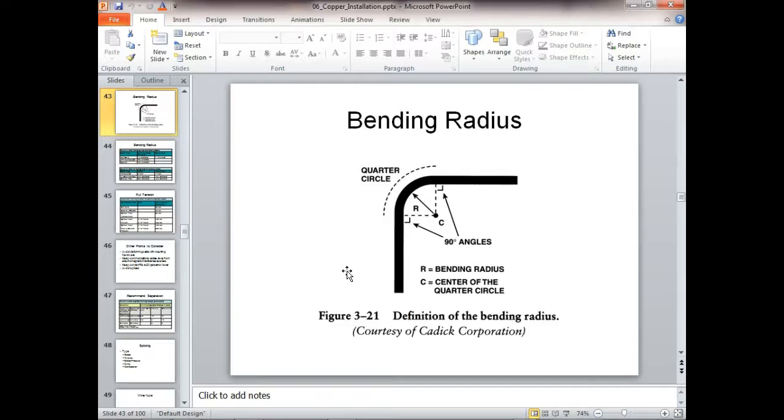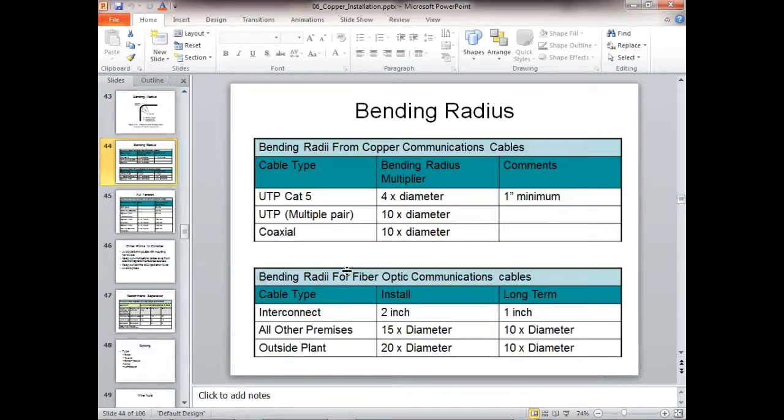These are your bending radiuses, and this is what's important, especially on communication cables. When you bend the cable too much, you add what we call inductors, which means you change the impedance of the cable. So all these communication cables give you a bending radius. For Cat 5 cable, the bending radius is a multiple of 4 times the diameter of the cable.